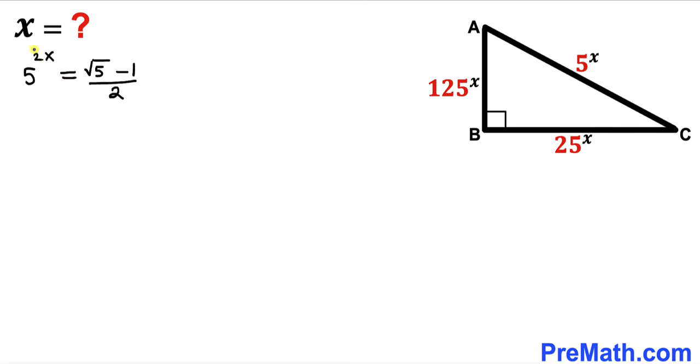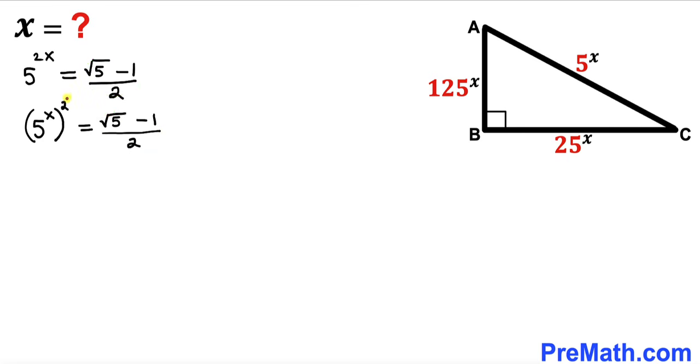And now let's focus on the left hand side. We are going to tweak this left hand side. We could write this one as 5 power x and then a whole power 2. As you can see in this next step, I have tweaked this left hand side as 5 power x and then power 2. And the right hand sides are exactly the same.